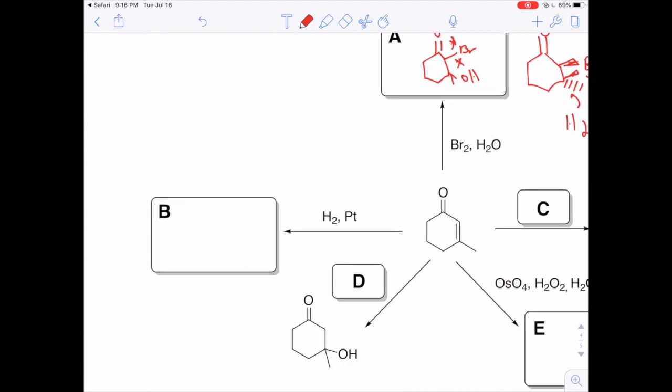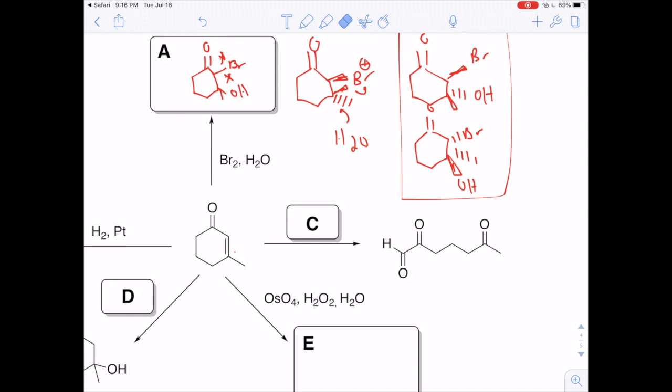Okay, so for B, we're subjecting this alkene to hydrogen and platinum, so we're thinking syn addition of those hydrogens, so either both on dashes or both on wedges. So in doing so, you would get 2 major stereoisomers where this methyl group is either on a wedge or on a dash. Okay, that's B. For C, it looks like we open that ring, and in that place we put carbonyls.